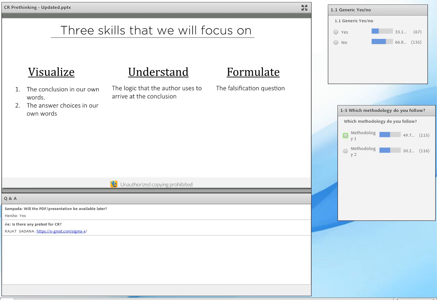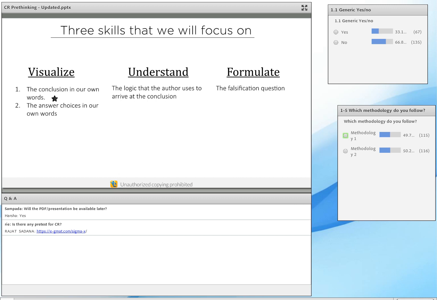Now, there are three skills that we're going to focus on in this session. The first skill is the skill to visualize. What does visualize mean? When you see a conclusion, you should be able to imagine what the author is trying to say in your own words. Also, we're going to visualize the answer choices in our own words. So the first part of this webinar, we're going to focus just on visualizing the conclusion.